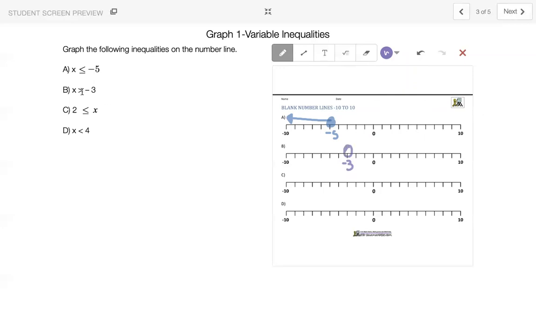So for B, this is not underlined, so I'm going to keep it the way it is. It's not equal to, it's an open circle. It's not equal to -3.